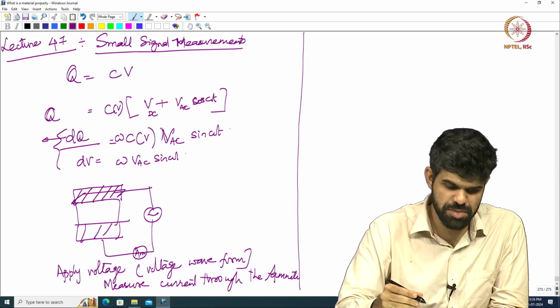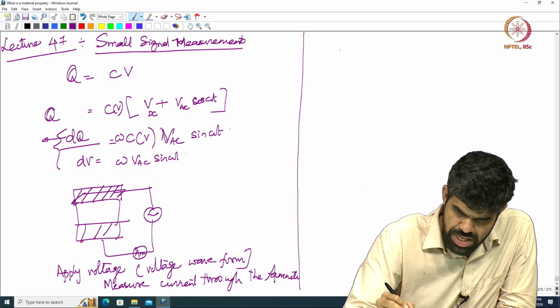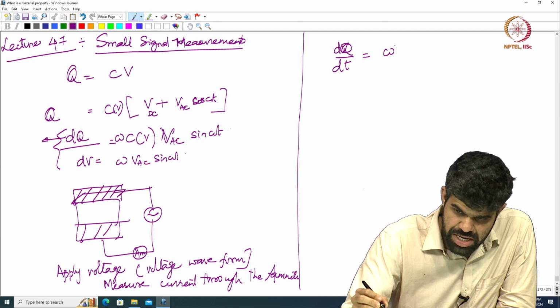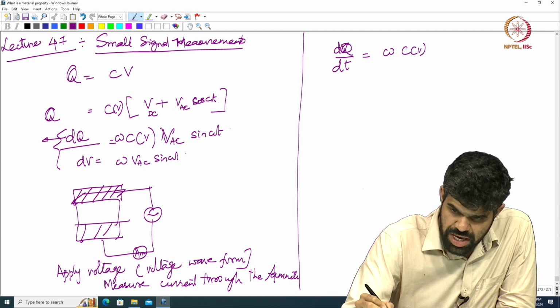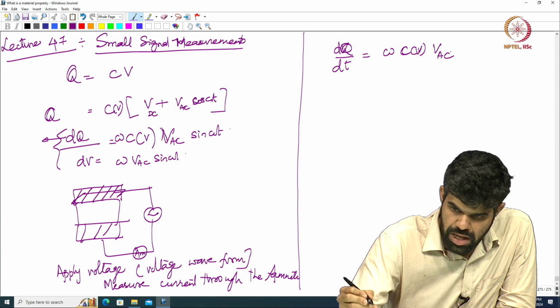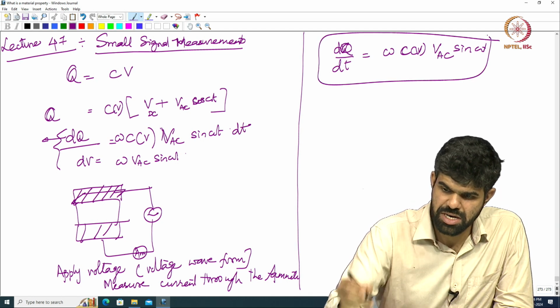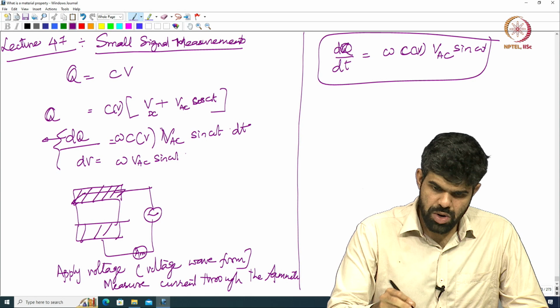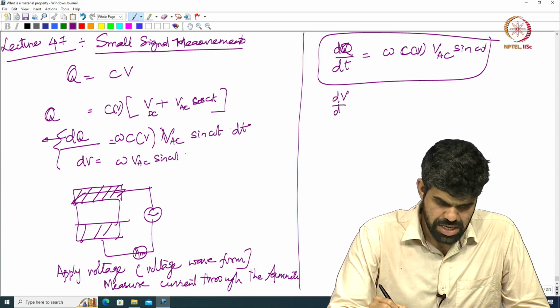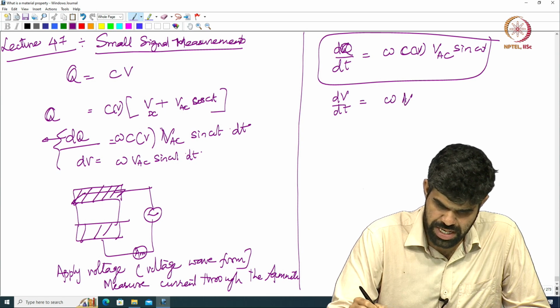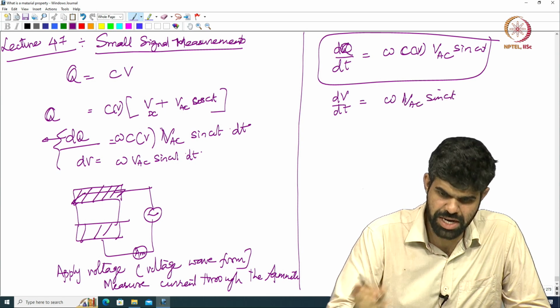So if I measure current, what I am going to measure is actually dq by dt, and dq by dt is omega C of V times VAC sin omega t. This part I can measure. And dV by dt, that also I know: it is omega VAC sin omega t.